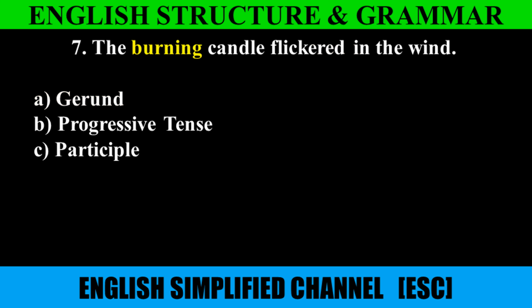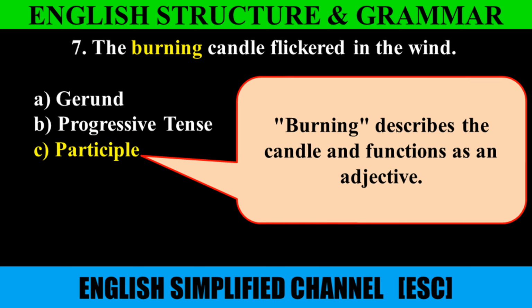7. The burning candle flickered in the wind. A. Gerund. B. Progressive tense. C. Participle. Answer: participle. Explanation: burning describes the candle and functions as an adjective. This is a present participle used to describe the noun candle.